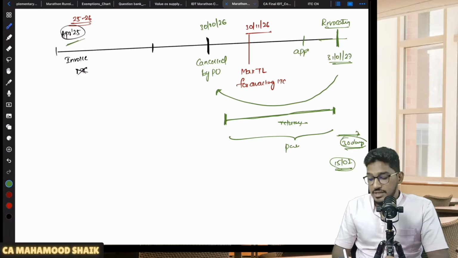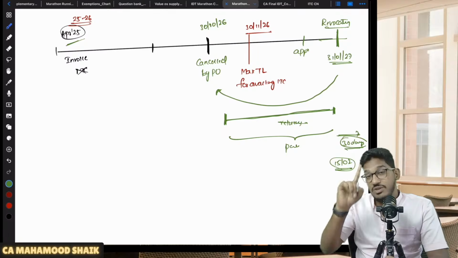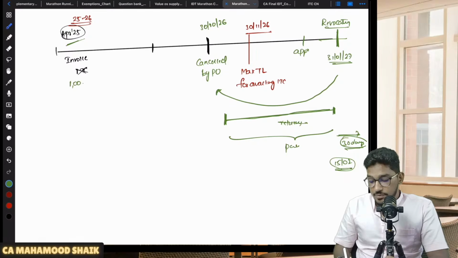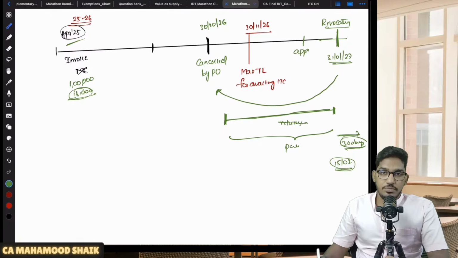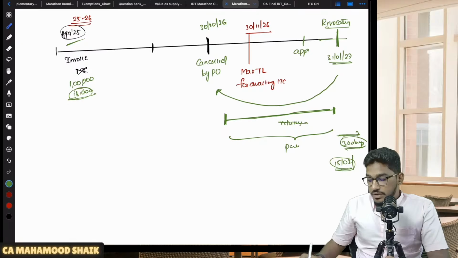So now you wanted to claim the ITC. One invoice was there in April month, 1 lakh worth of invoice, on which 18,000 rupees of GST is there. This you did not claim. You thought you can claim it till 30th of November, but you did not claim it. But you are filing the return now on 15th of February 2027. Sir, can I claim ITC?